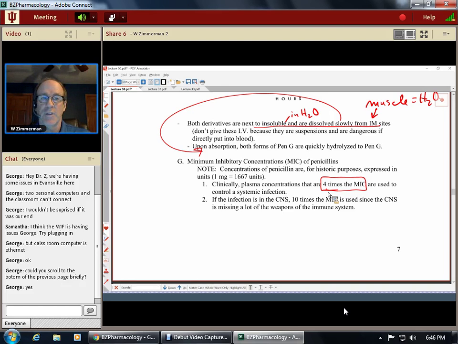But if the infection's in the CNS, you're probably going to need to go with 10 times the MIC, because the CNS doesn't have the immune system that the rest of our body does. Macrophages and so on to start there.